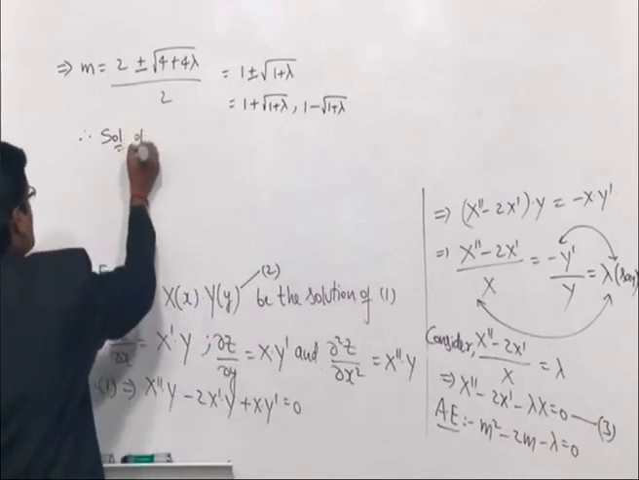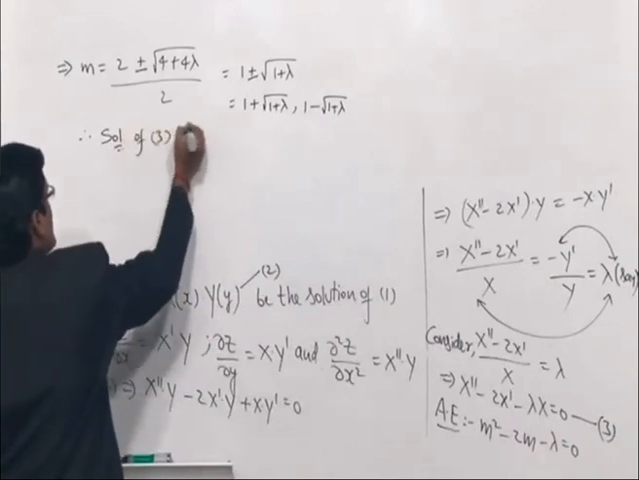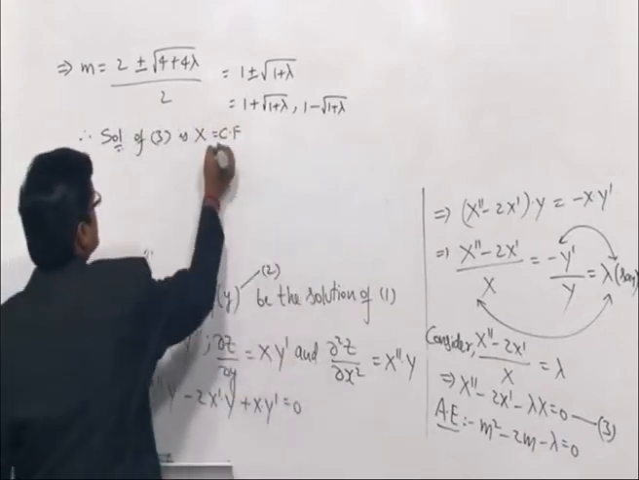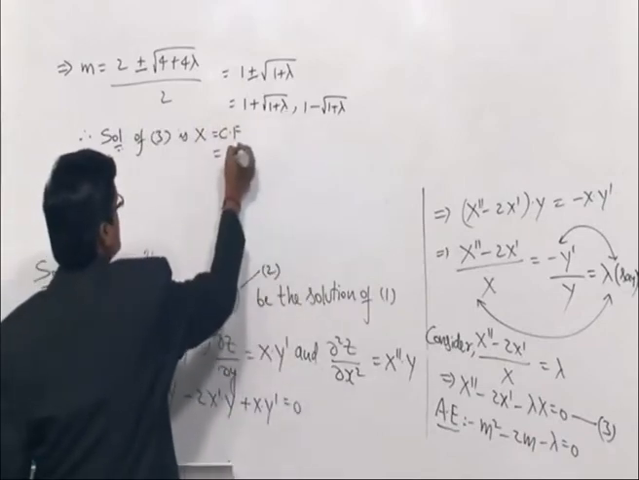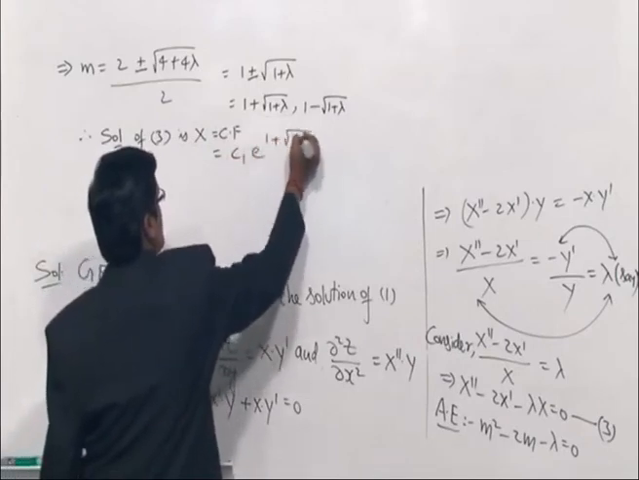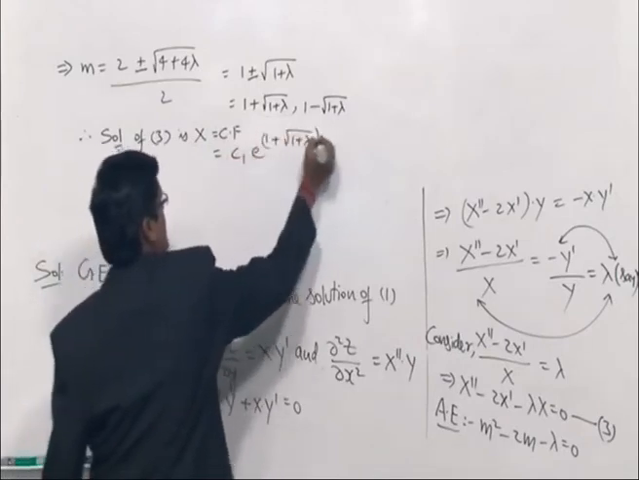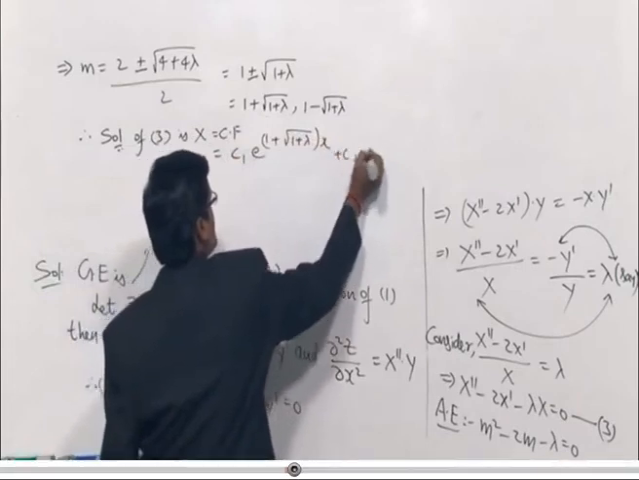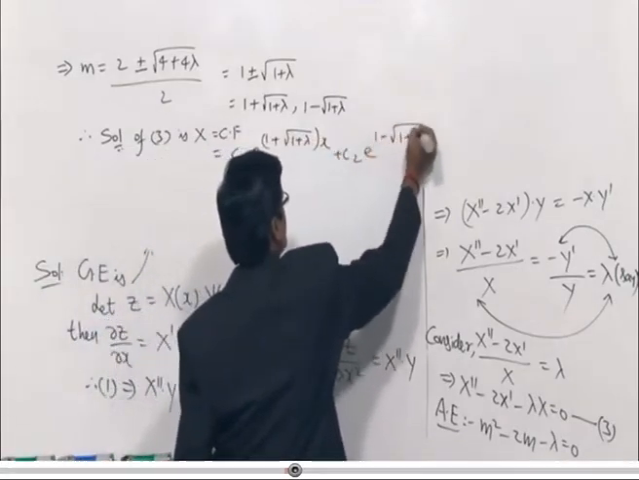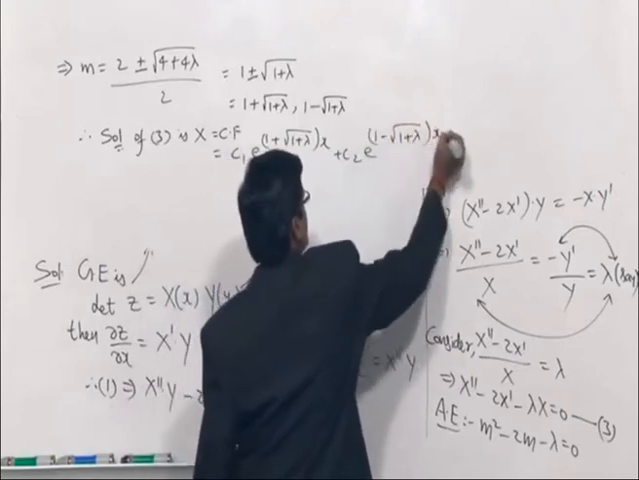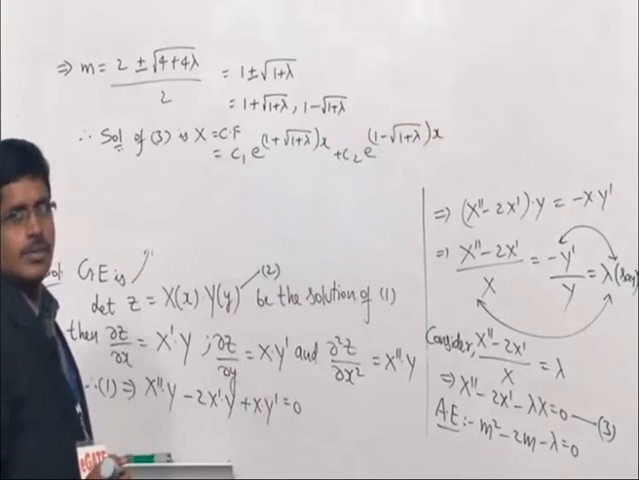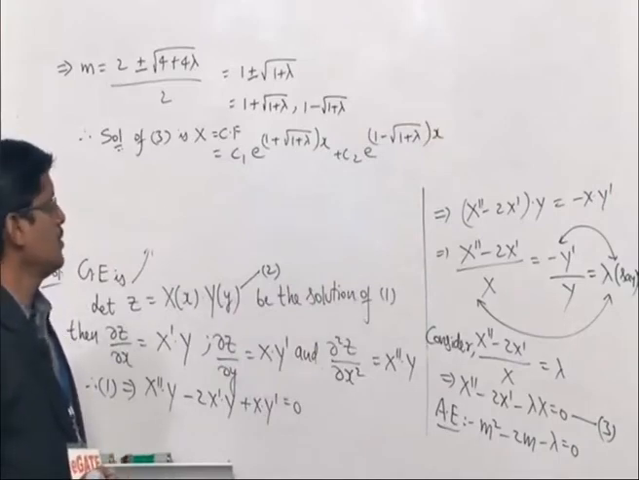Solution of equation 3: X is equal to CF, because the right side is 0 in the third equation. So what is CF? m1, m2 are distinct roots: c1 e power 1 plus root over 1 plus lambda into x, plus c2 e power 1 minus root over 1 plus lambda times x.